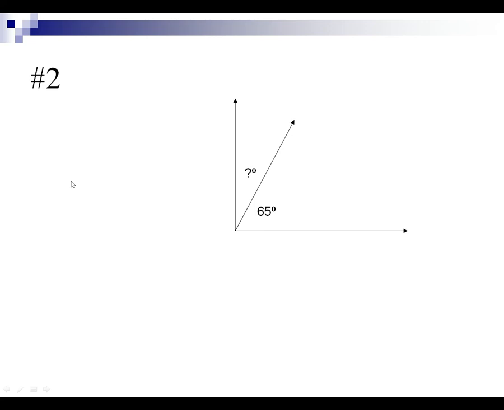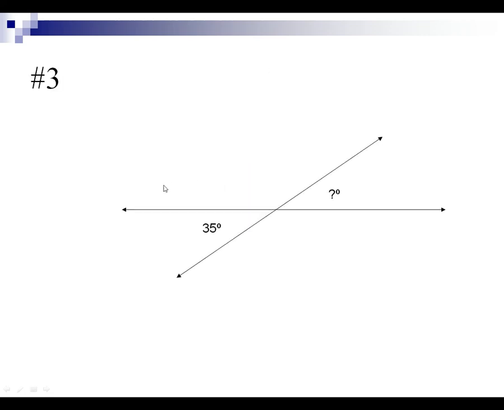All right, so look at this one. Pause the video if you need to. What would that missing angle be? So if you pause the video and solved it, you would look at these and you would say, okay, they make a 90-degree angle. They make a right angle, which means they should add up to 90 degrees. So they're complementary angles. So what is 90 minus 65? 25 degrees.